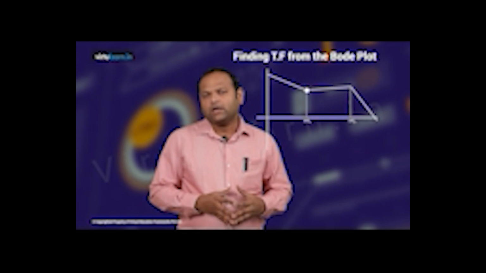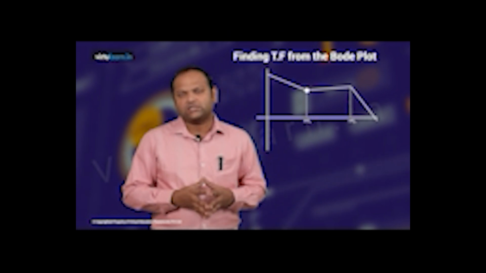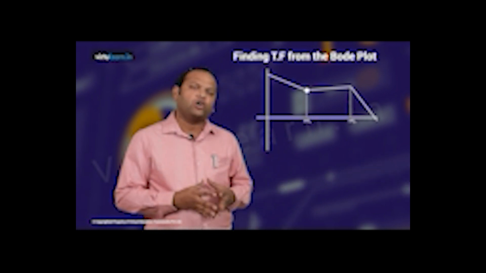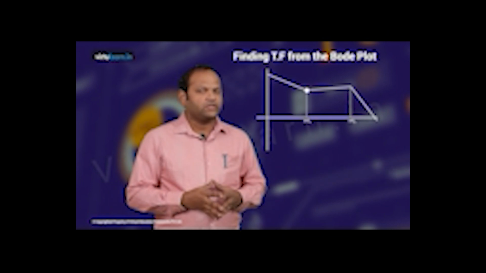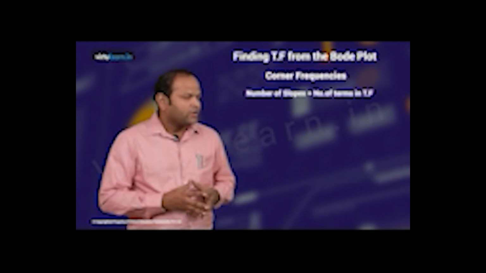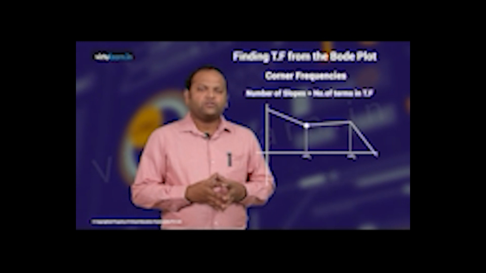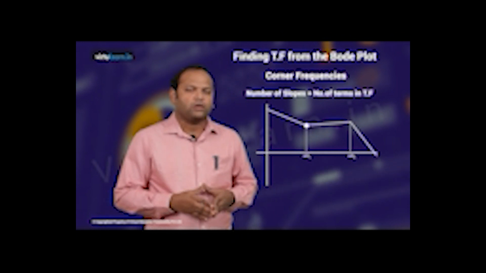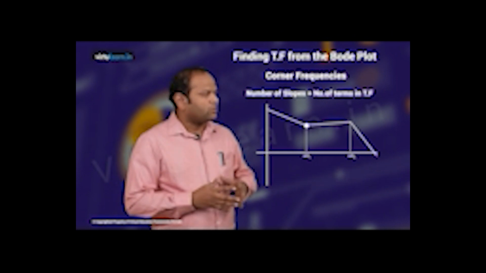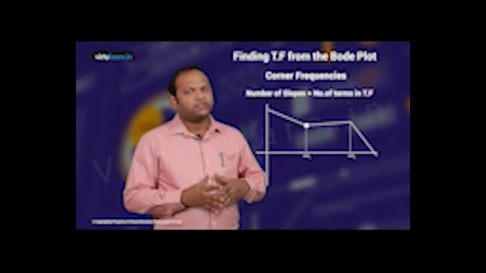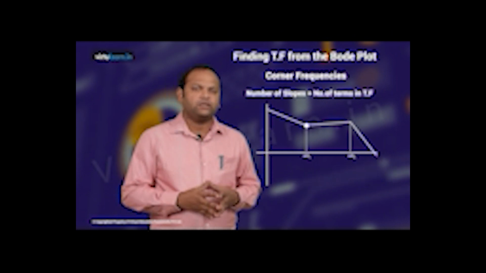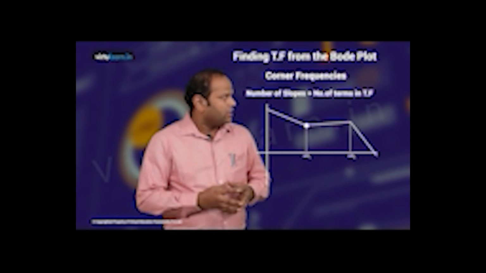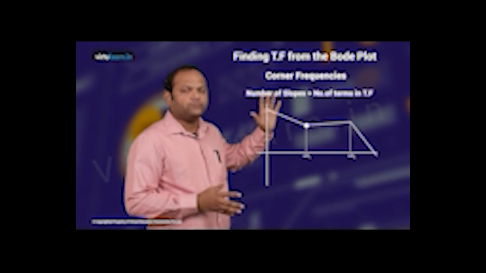Now we will see how to find the transfer function of the system from the magnitude plot, which is the open loop frequency response of the system. Now look at some of the steps which we need to follow to find the transfer function from the magnitude plot. In a Bode diagram, we have both magnitude and phase plot, but the magnitude plot is enough to find the transfer function. Now, step 1.